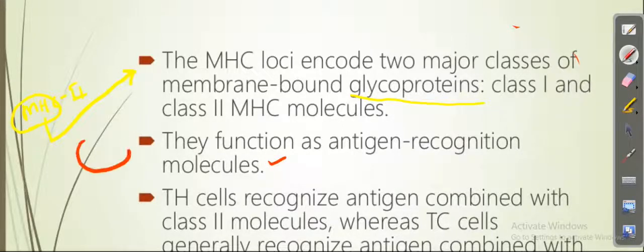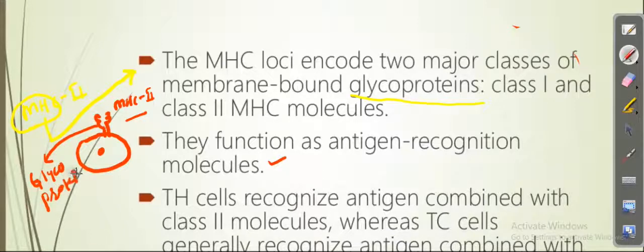So basically, suppose this is a cell and this is an antigen presenting cell. So these are membrane bound glycoproteins, somehow like this structure. We will see the structure in detail definitely, but for the sake of understanding I am just doing the diagram so that you can understand. Suppose this is class MHC2 molecule, and these are the membrane bound. So this is the membrane of the cell and these are the membrane bound glycoproteins.